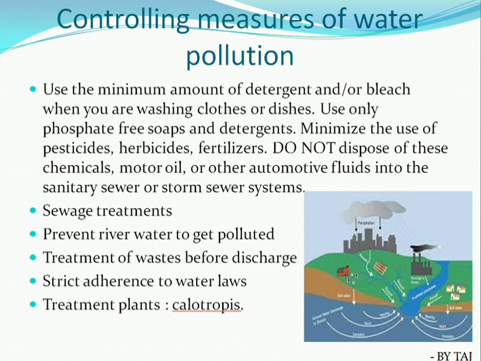And even treatment by plants like calotropis. As you all know, calotropis has special characteristics. Its root has a special characteristic to filter the water, polluted water actually. So that's why growing calotropis plants in or outside the home will help us to clean the environment, and it will filter water bodies very neatly. So this is about the controlling measures of water pollution.